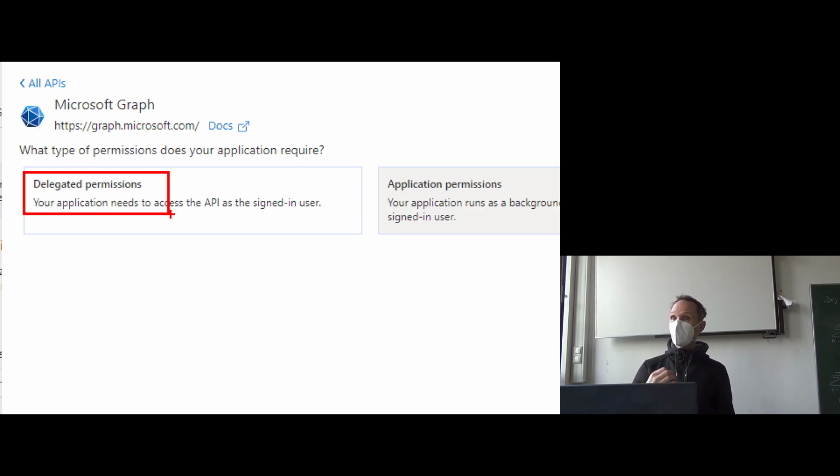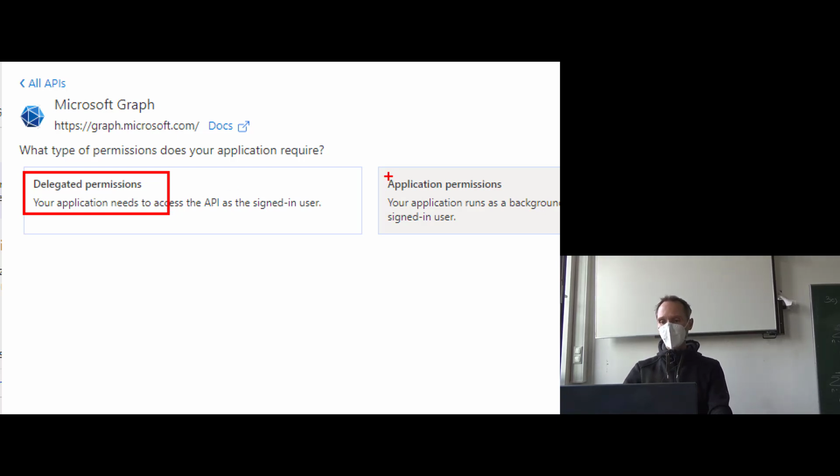So when I sign in with my teacher account on your Angular app, I am delegating the permission to your Angular app to talk to the Graph API on my behalf. Your Angular app can pretend to be me. That's fine. That is delegated permission.